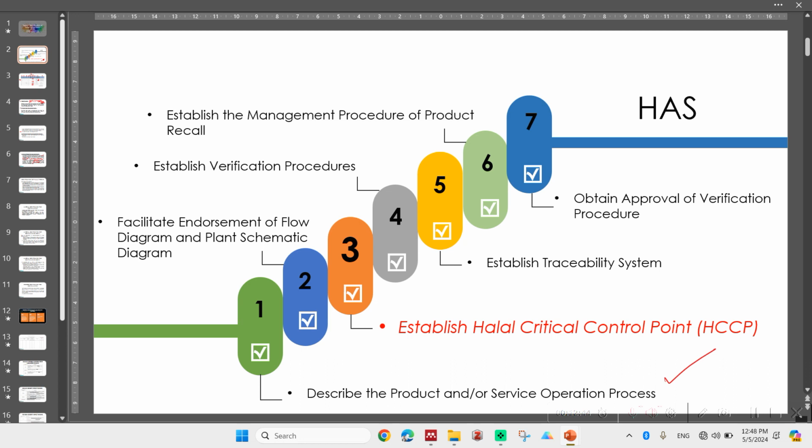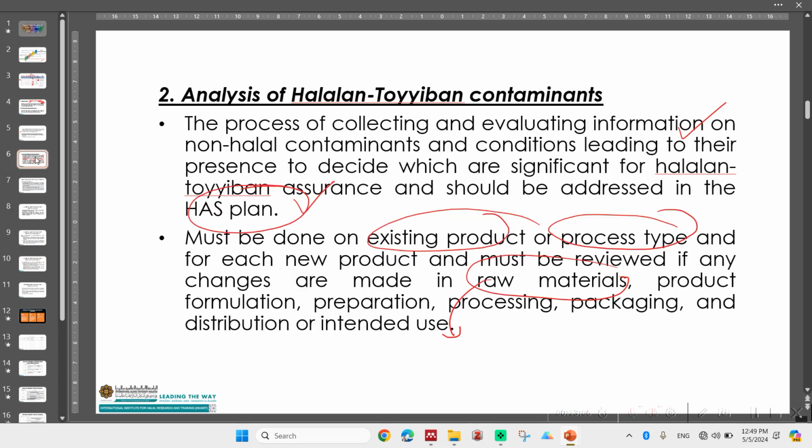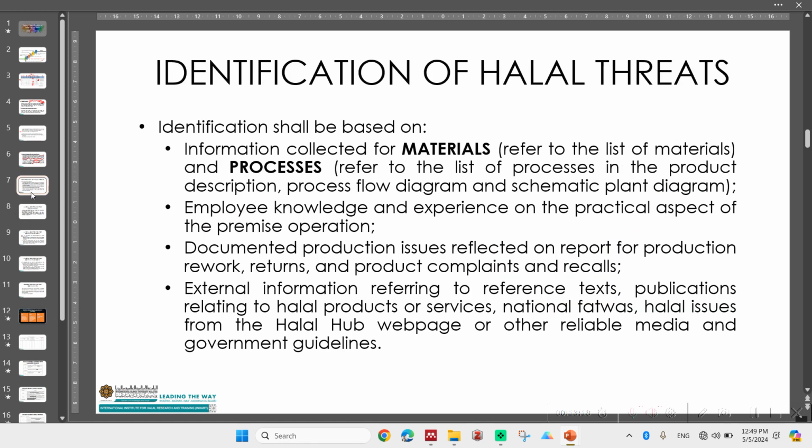Okay, and each company that wants to get a halal certificate needs to draw one flow diagram for one product. Then they need to draw a plant schematic diagram for the premise, meaning the production line. From this flow diagram, it will help us identify any contaminant or any halal threat in the processes. So let's look at finding the halal threat in material.